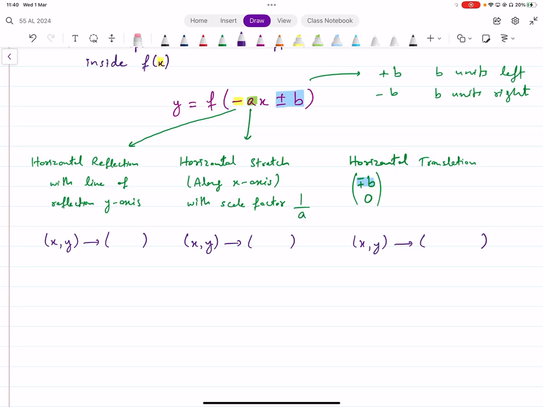Minus x, y. Y coordinate will not change. X coordinate will be multiplied by minus. So this is going to be minus x and y.